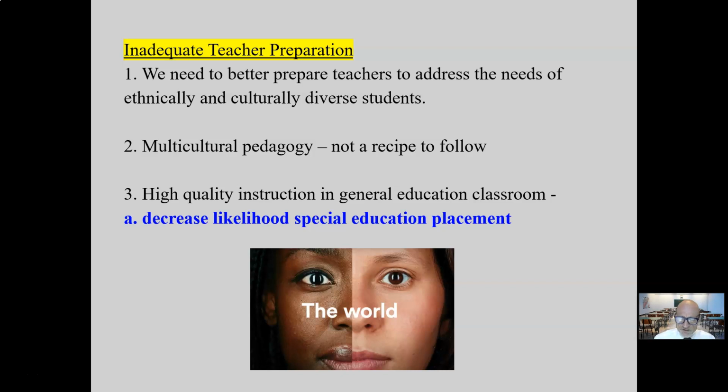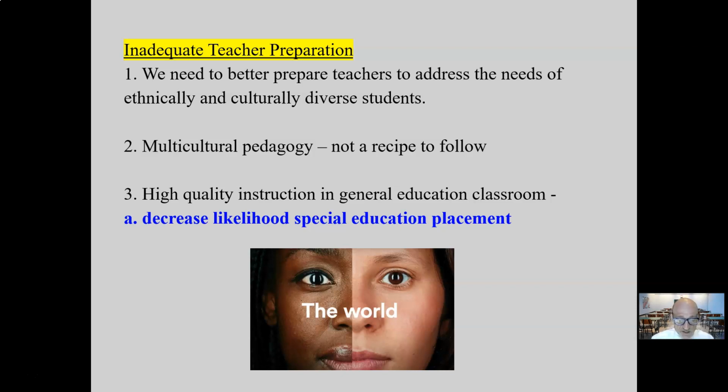Inadequate teacher preparation. We need to better prepare teachers to address the needs of ethnically diverse students. We need culturally responsive teaching. Now, multicultural pedagogy is not a recipe, it's not an algorithm or a set of steps to follow or a specific pedagogical program. All right.